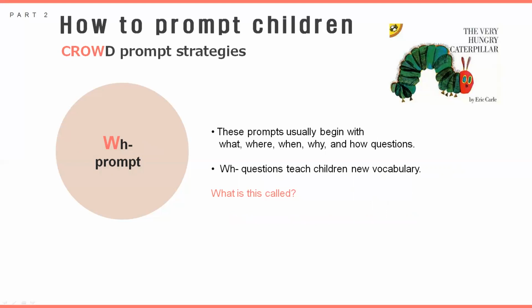And W, WH prompt. This prompt usually begins with what, where, when, why, and how questions. WH questions teach children new vocabulary. What is this called? While pointing to an object in the book, you might ask like this.